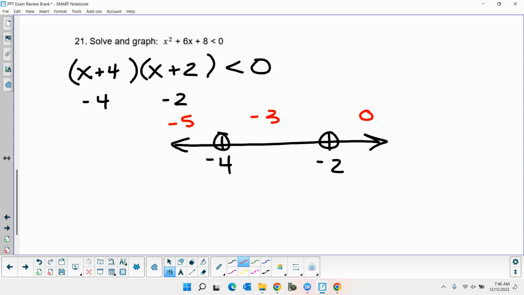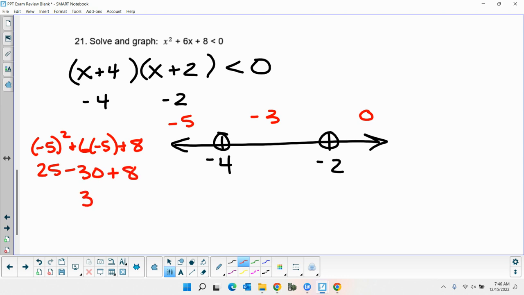So negative 5 squared plus 6 times negative 5 plus 8, which would be positive 25 minus 30 plus 8, which is 3, right? So is 3 less than 0? No. So I wouldn't draw an arrow that way. So then I put negative 3 in that spot for x.